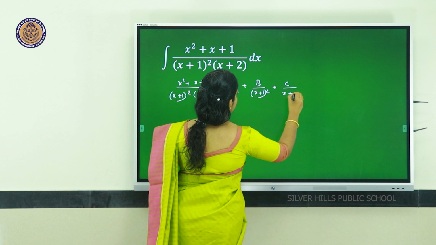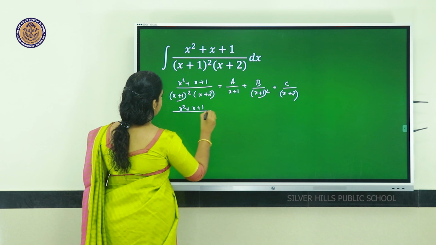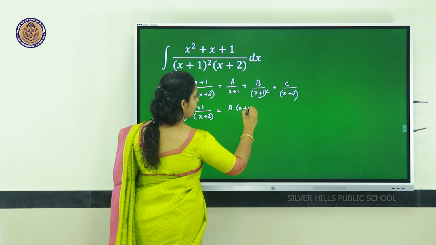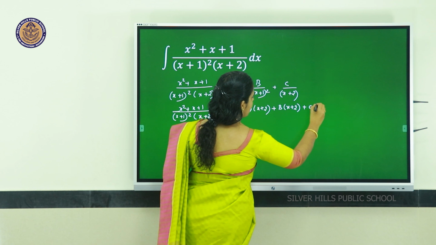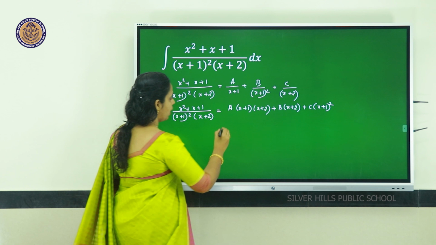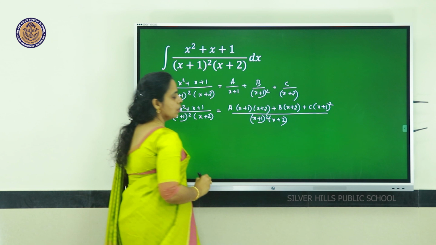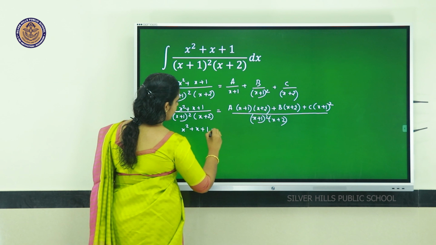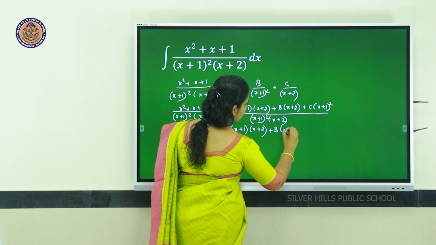Now, let us take the LCM on both sides. X square plus x plus 1 divided by x plus 1 whole square into x plus 2 equal to a into x plus 1 into x plus 2 plus b into x plus 2 plus c into x plus 1 whole square, whole divided by x plus 1 whole square into x plus 2. Since the denominators are same, we can equate the numerators. X square plus x plus 1 equal to a into x plus 1 into x plus 2 plus b into x plus 2 plus c into x plus 1 whole square.